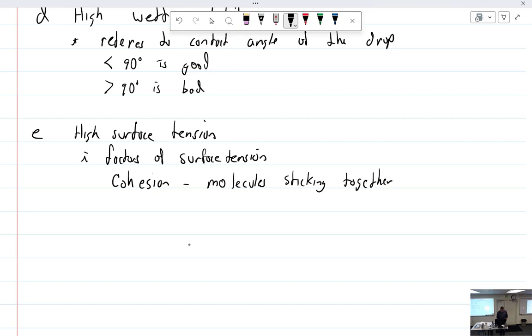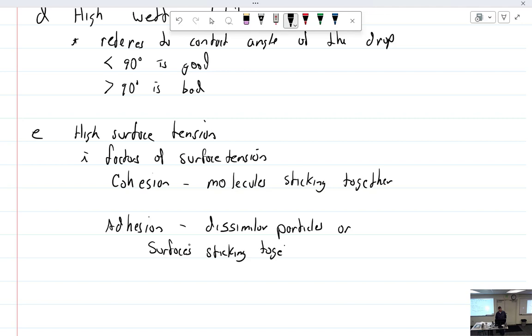And adhesion. The tendency of dissimilar particles or surfaces to cling to one another. So, dissimilar surfaces sticking together.